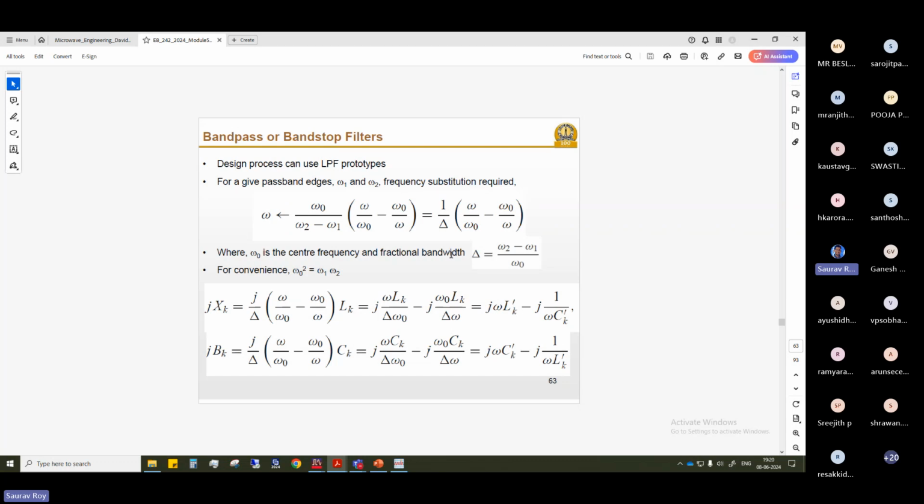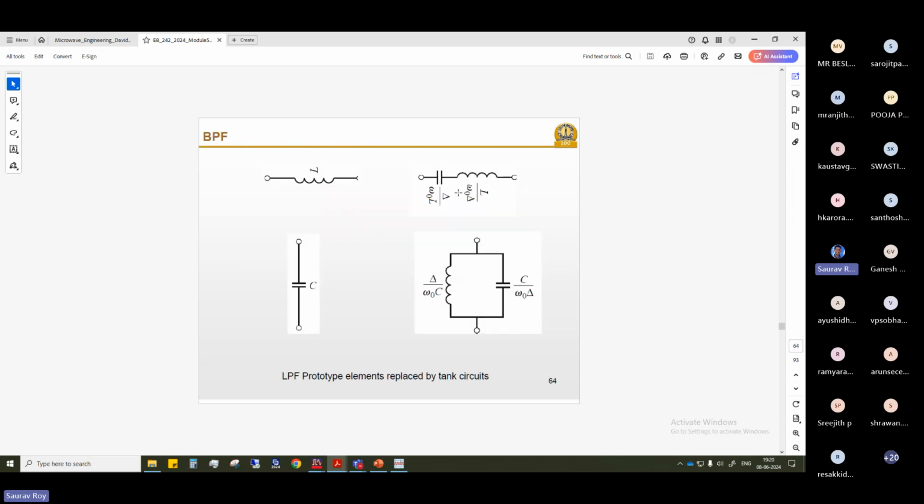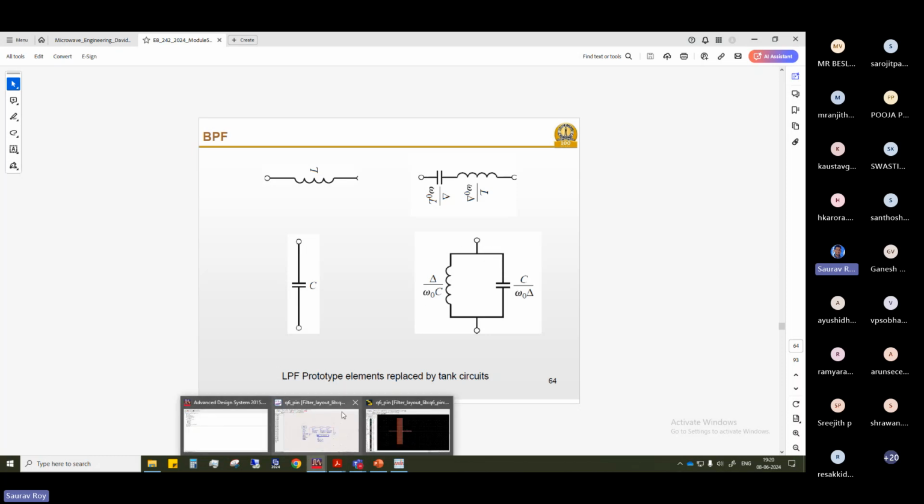Start from the same G1, G2 values for a low pass filter, and then transform this according to your band pass response, meaning the lower cutoff and higher cutoff frequencies. Then you can do this replacement in your G values, and get the L and C. L will be replaced by a resonant component like this, and C will be replaced by another resonant component like this. So that is how I will show here. It must be here somewhere.